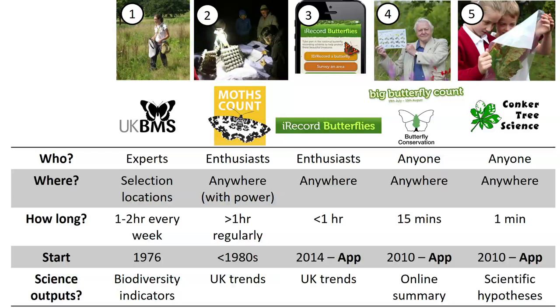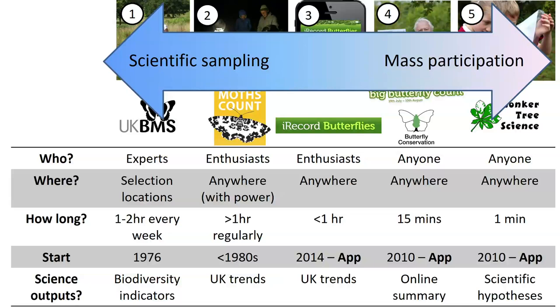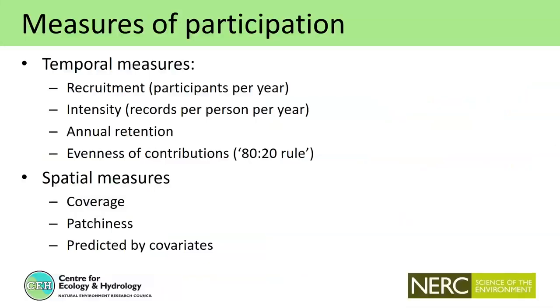And then the final two projects are much more mass participation, so anyone can get involved anywhere. Big butterfly count, they ask you to count for 15 minutes. Conkertree Science, you can just take a handful of seconds to make a report and do that. And so this goes on this broad scale from scientific sampling through to mass participation.